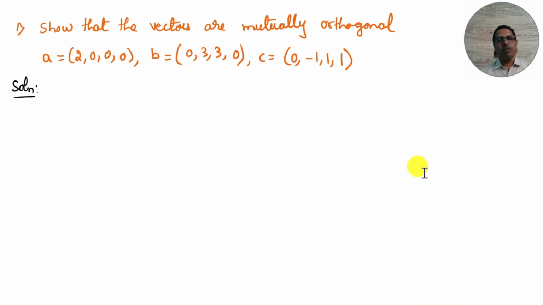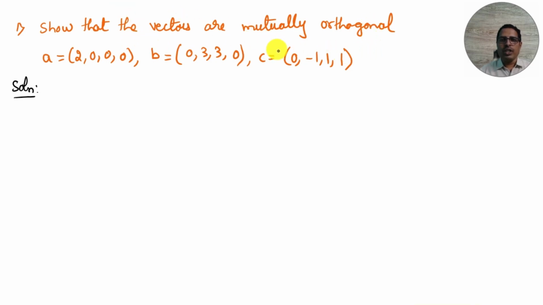Today we'll try to take a very simple example. Let's get started. The question is, show that the vectors are mutually orthogonal. Three vectors are given, A, B and C. So under what condition will these three vectors be mutually orthogonal?